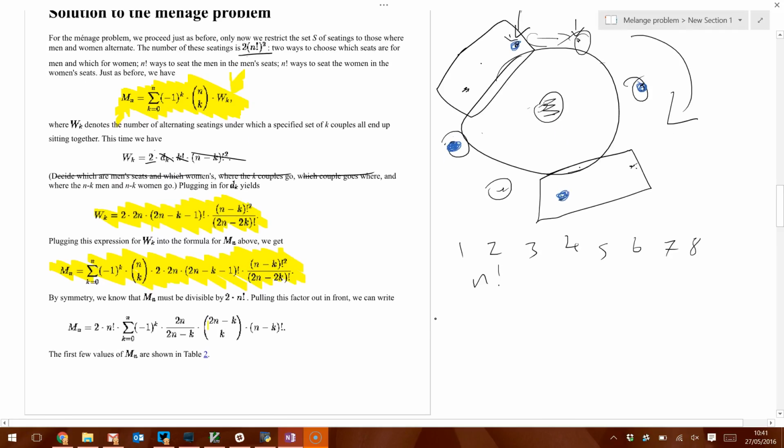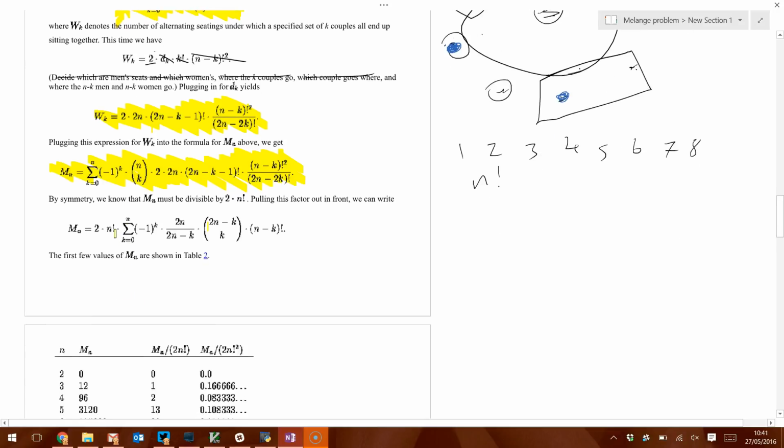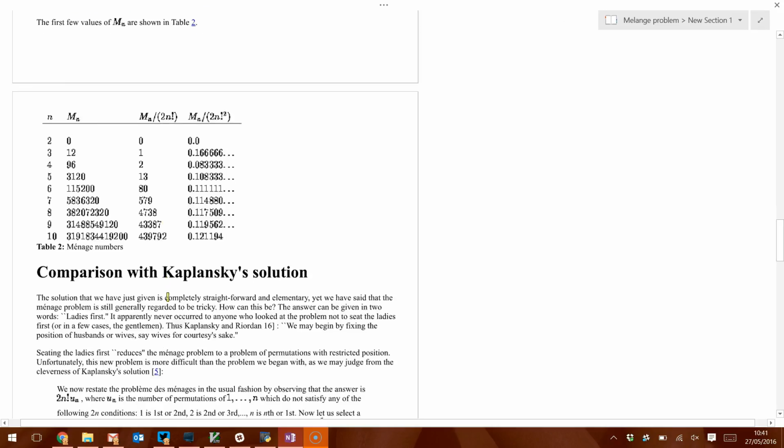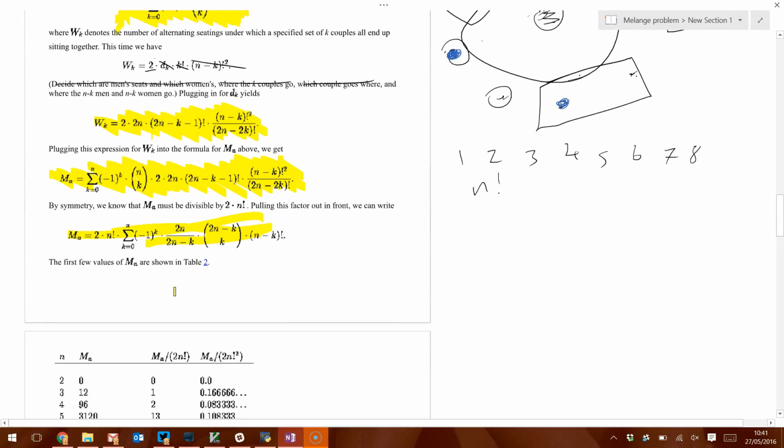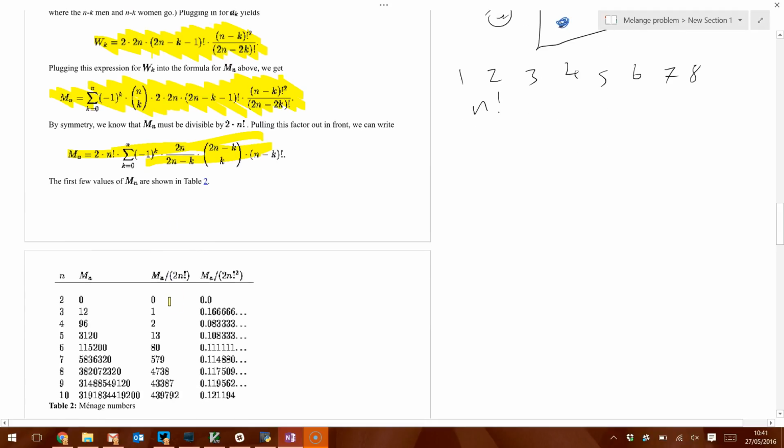So if we'd worked this out a different way, we would have had 2 times n factorial times something. So we know that 2n factorial divides the number of things we're counting, the number we're trying to get. So try and aim for pulling that out of the formula. And that's what they've done in this thing. Some more working out. So there we go, that's it. So it's really straightforward.